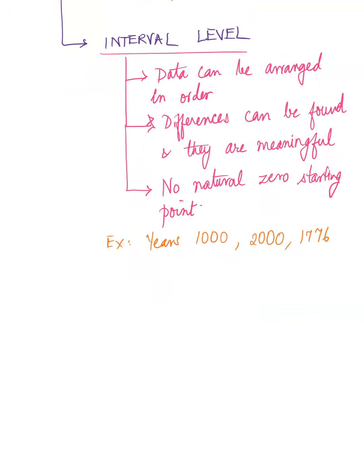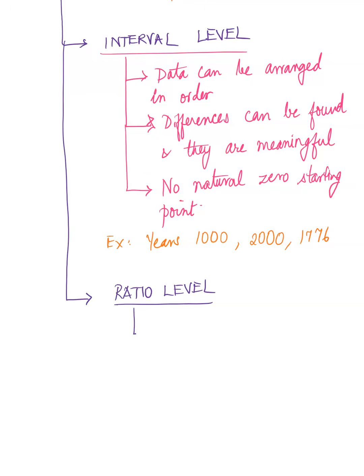And the last, we said there are four levels. So the last level would be ratio level. The interval and the ratio are quantitative, whereas the other two were qualitative. So here you can clearly see that the data can be arranged in order.